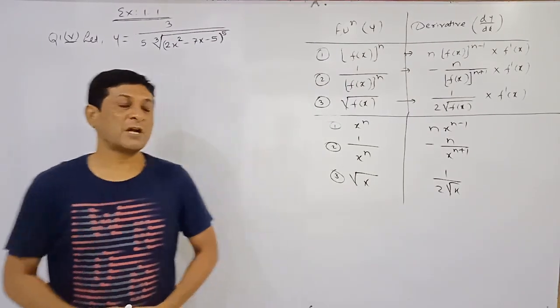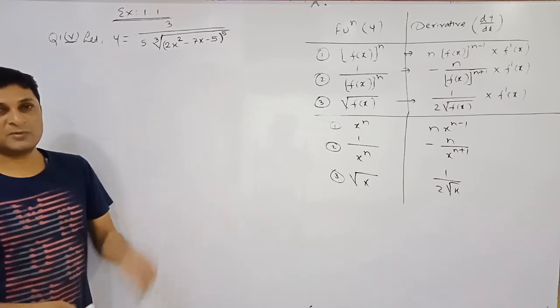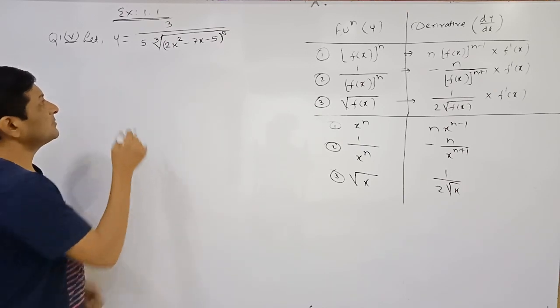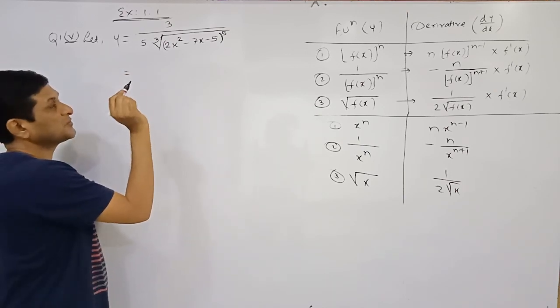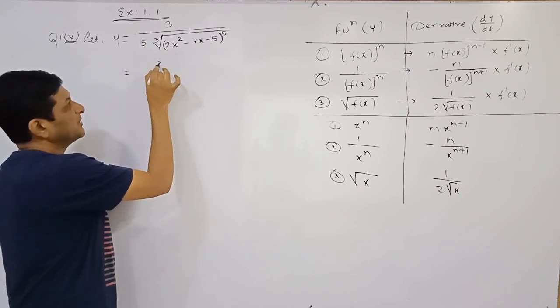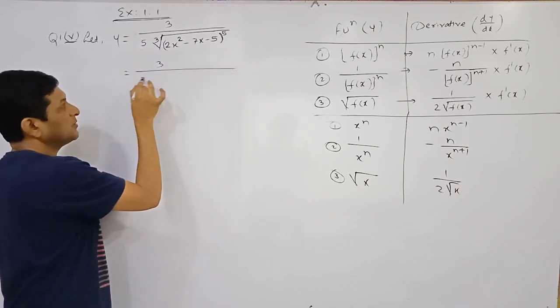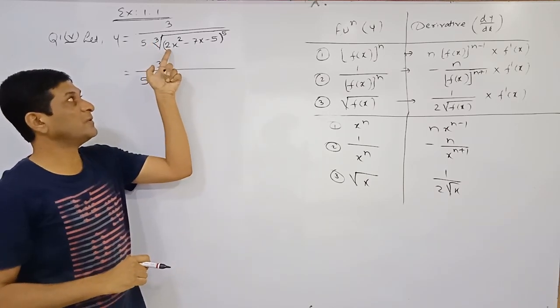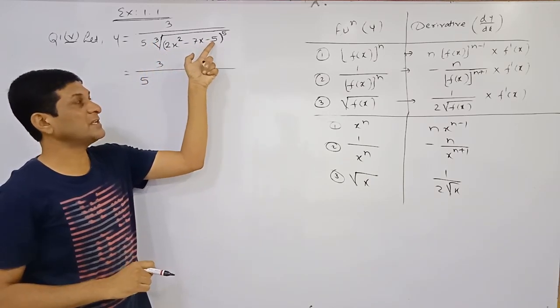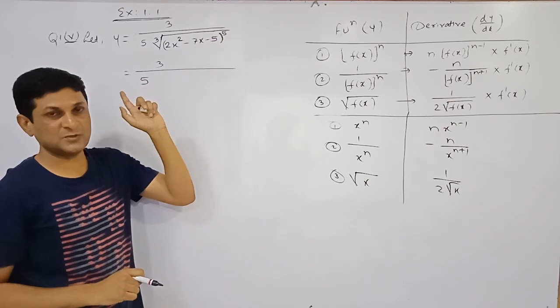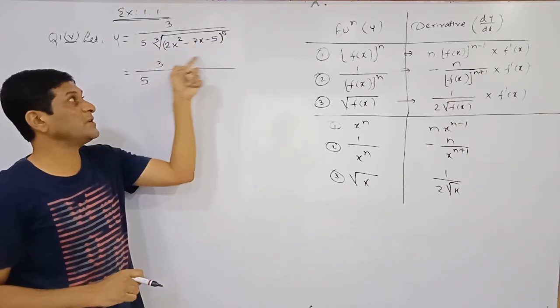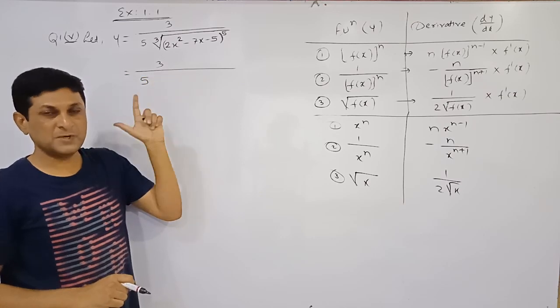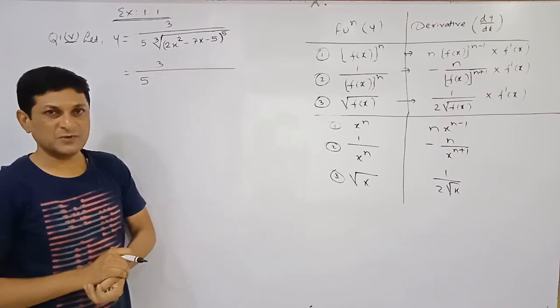Now let us try to solve the next example, example number 5. In this example, if you observe the given terms very carefully, in the numerator 3 is given to us, in the denominator 5 is given to us. Here the cube root of 2x square minus 7x minus 5 raised to power 5 is given to us. Means we can simplify this expression. First simplify it and later on find its differentiation.